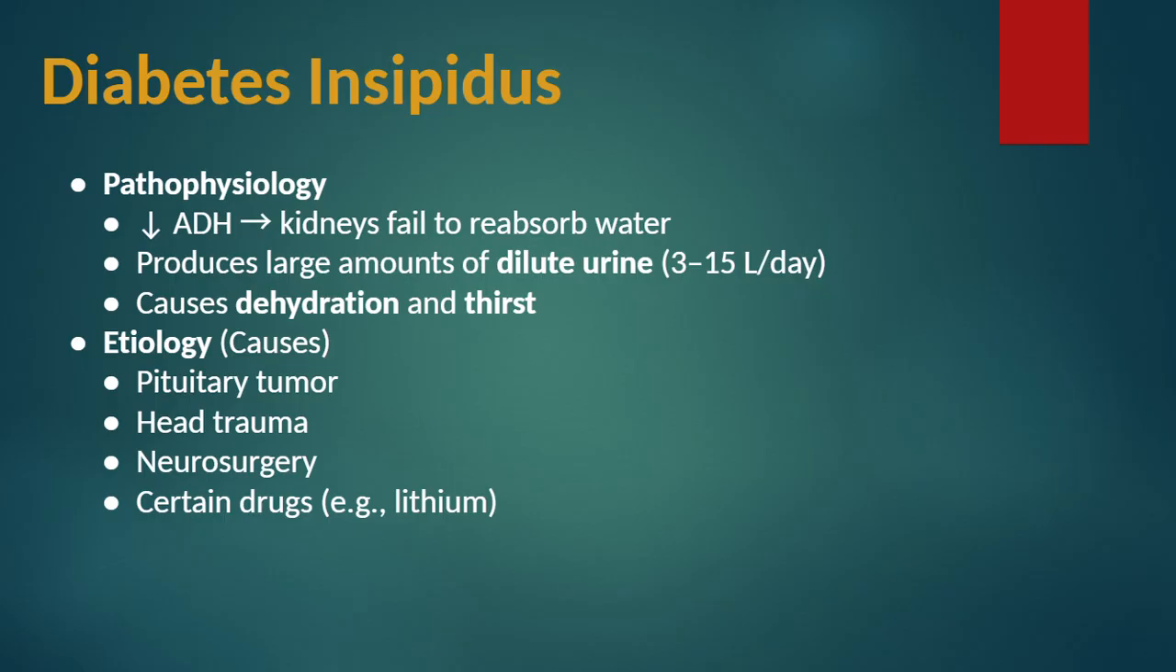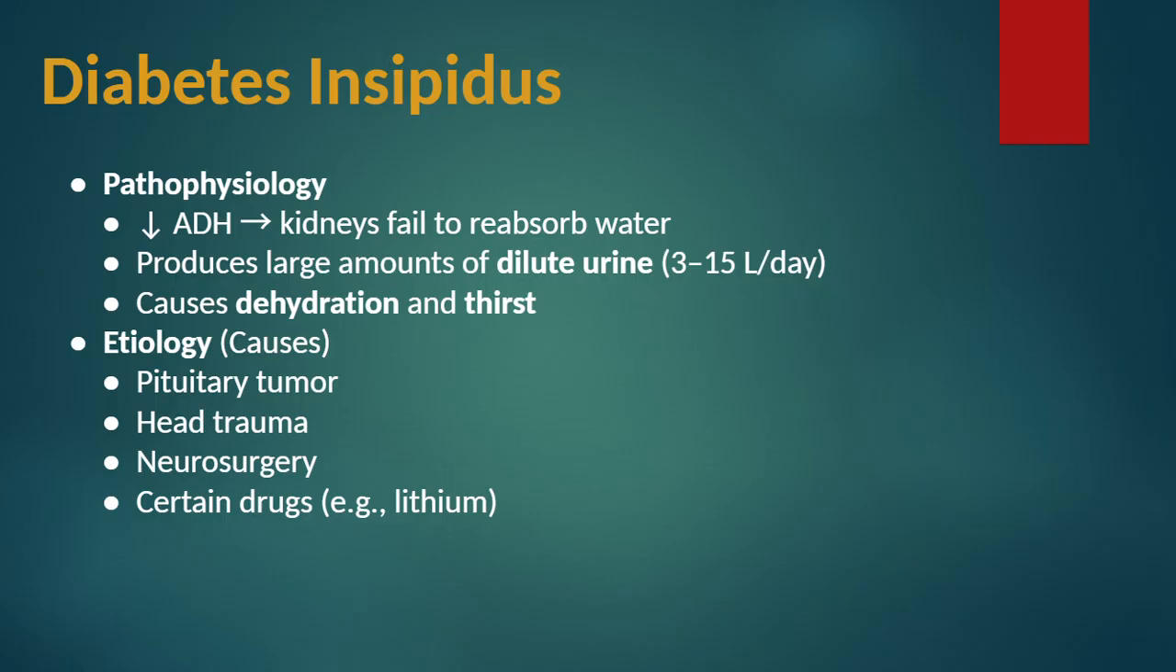The main causes of DI include anything that affects the pituitary gland or hypothalamus, since that's where ADH is made and released. Common causes include pituitary tumors, head trauma, neurosurgery, or certain drugs such as lithium, which can interfere with ADH activity. It's important for nurses to monitor urine output closely, note changes in specific gravity, and assess for signs of dehydration such as dry mucous membranes, hypotension, and tachycardia.